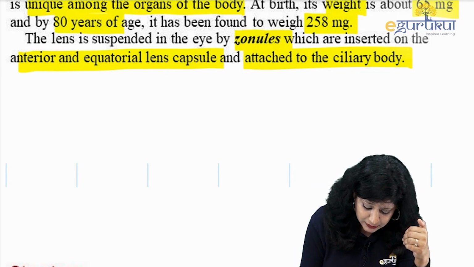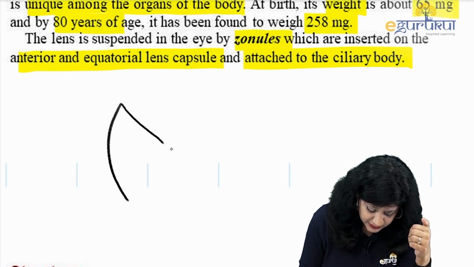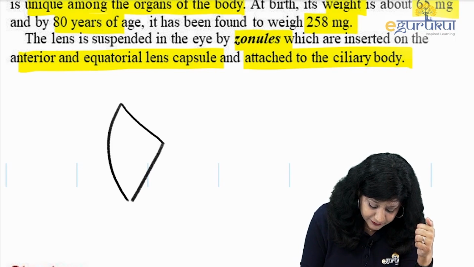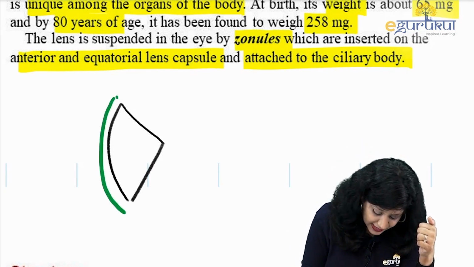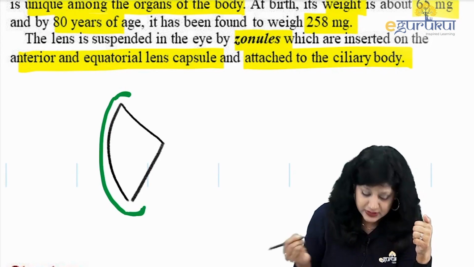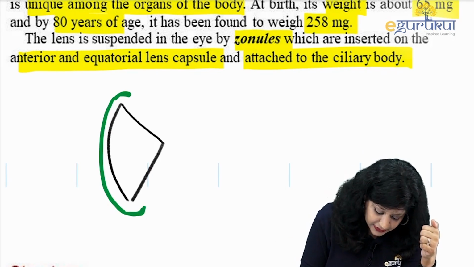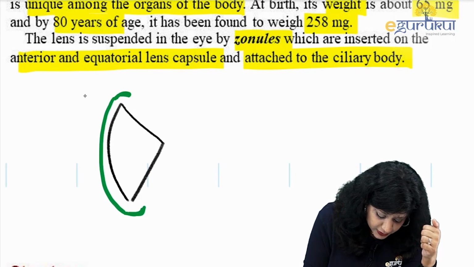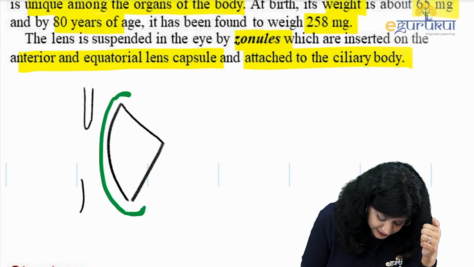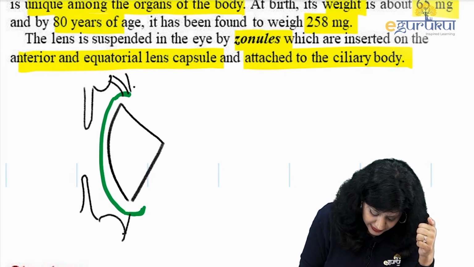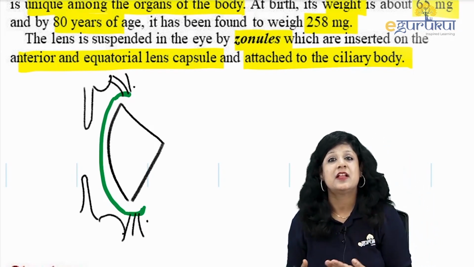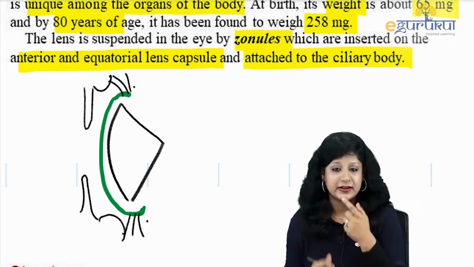If I talk about the lens, suppose this is your lens, and this is your anterior lens capsule, and this is the equatorial area. So these are the two areas here, and here you have the iris, and this is your ciliary body. So zonules are attached to these areas. I think now it's very, very clear where the zonules are attaching.